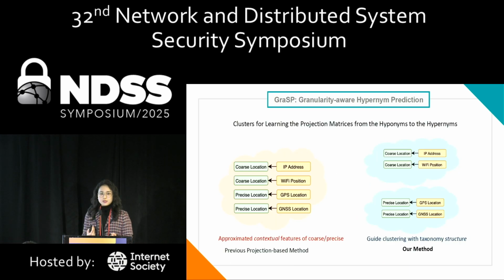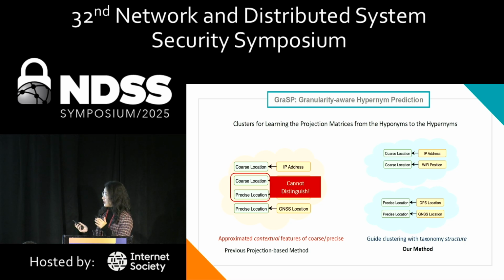To address those challenges, we proposed a method called granularity-aware hypernym prediction, GRASP, to capture the granularity information from the taxonomy and improve the accuracy of hypernym prediction. As we can see in the privacy taxonomy, the upper-layer restricted data are usually broader and more abstract concepts, while the lower-level terms are more domain specific and more technical, indicating that the granularity layer can be reflected in the privacy data taxonomy tree.